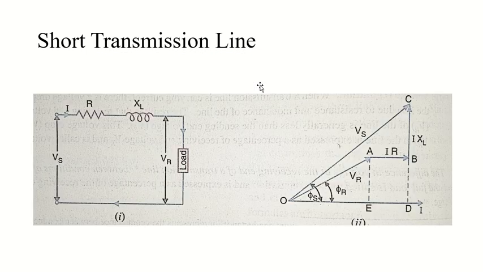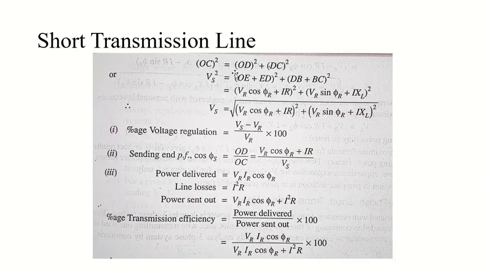Now let's come to DB. This IR will be parallel to ED. So we can write IR instead of ED. So what will we write? We will write VR cos phi R plus IR square.